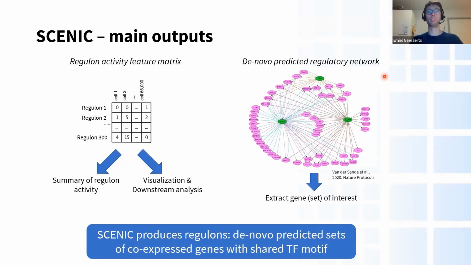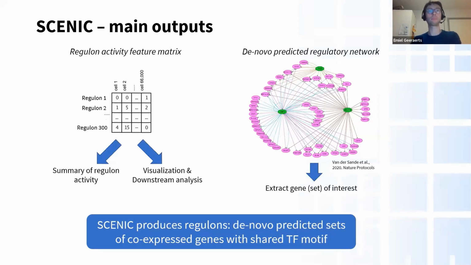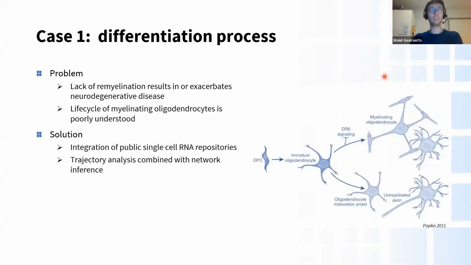So to summarize, Scenic produces regulons, de novo predicted sets of co-expressed genes with a shared transcription factor. Now on to the case studies.